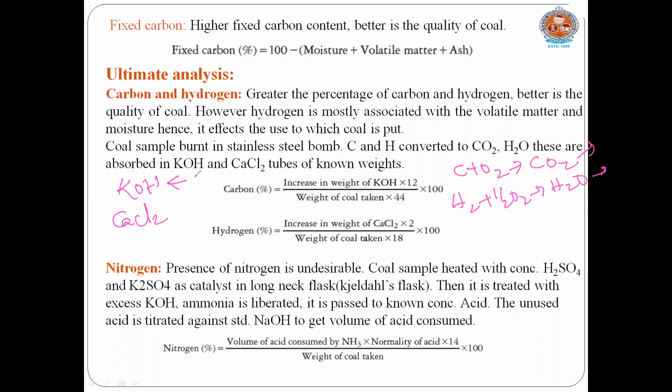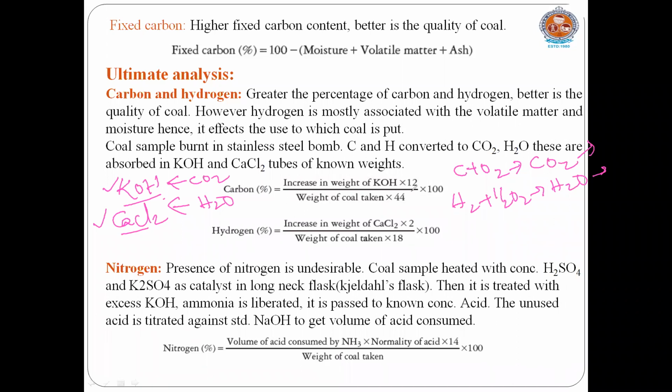Carbon dioxide is absorbed by the KOH, water vapor is absorbed by the calcium chloride, so that weight increase in the KOH and weight increase in the calcium chloride takes place. So based on the weight increase in the KOH and the calcium chloride, we can form a formula for the determination of percentage of carbon and hydrogen. Right, percentage of carbon content is equal to increase in the weight of KOH into 12 by 44 and weight of the coal taken into 100.